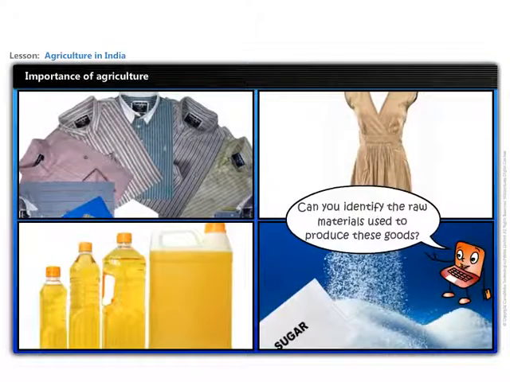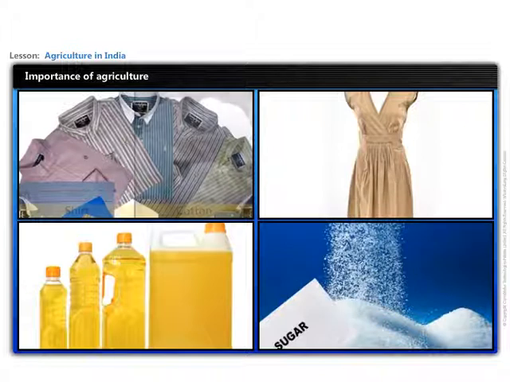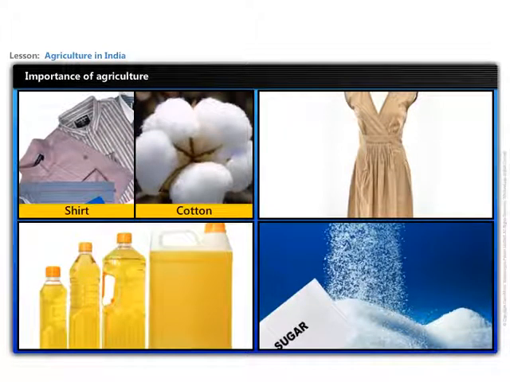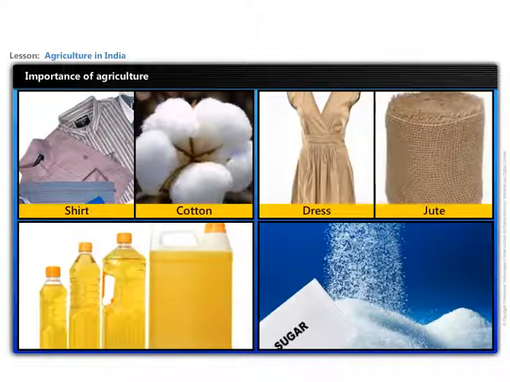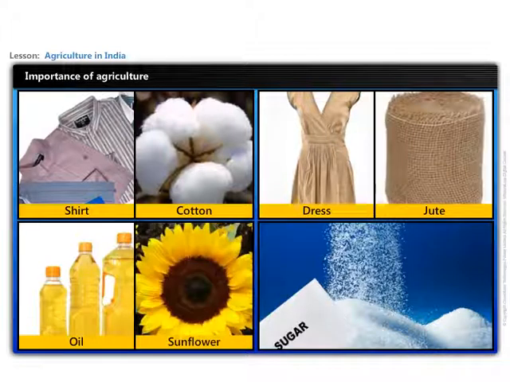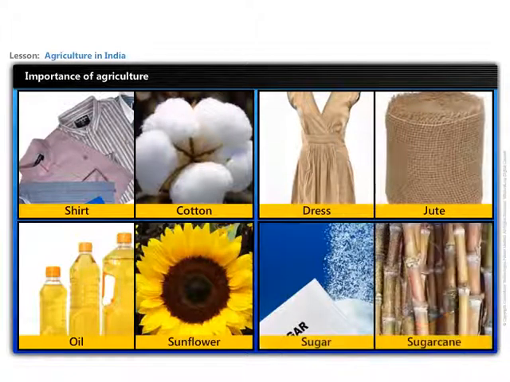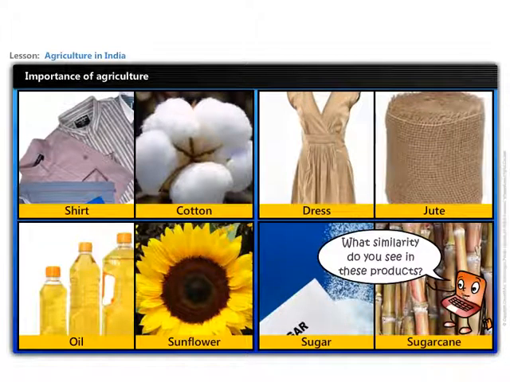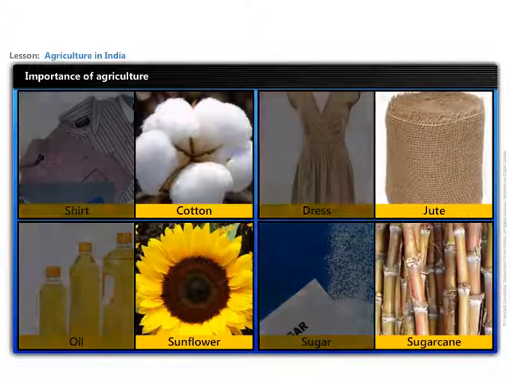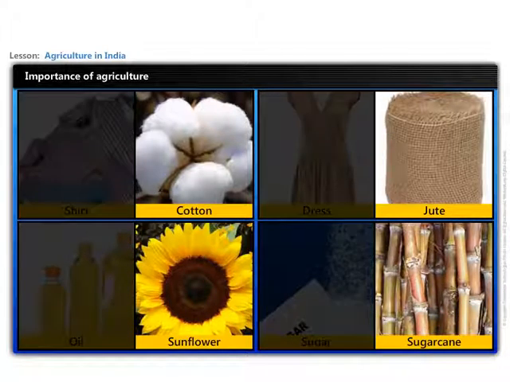Can you identify the raw materials used to produce these goods? The shirt is made up of cotton. The dress is made of jute. The oil is produced from sunflower and the sugar is produced from sugarcane. What similarity do you see in these products? Raw materials used for all these goods are agricultural products.